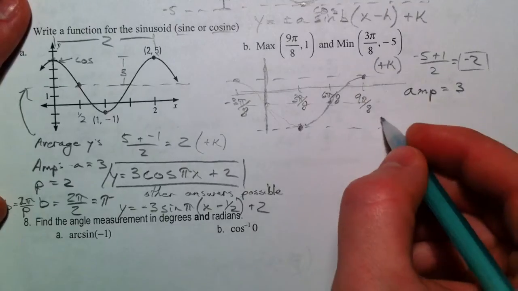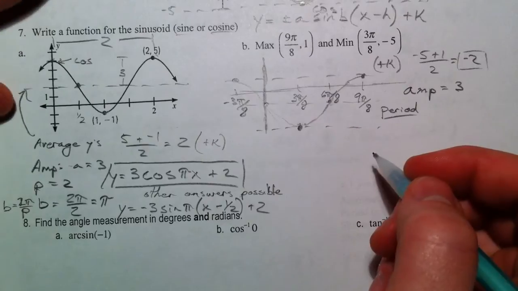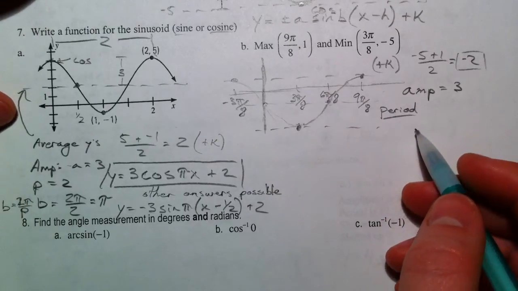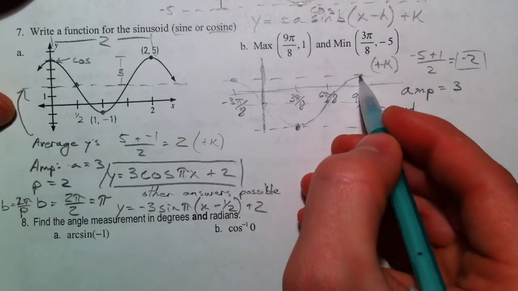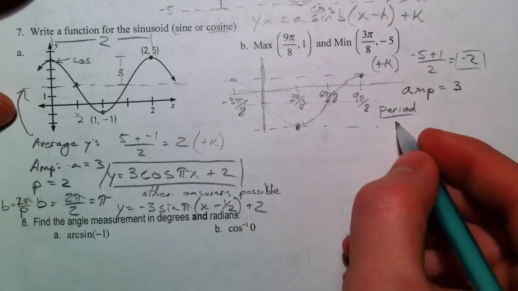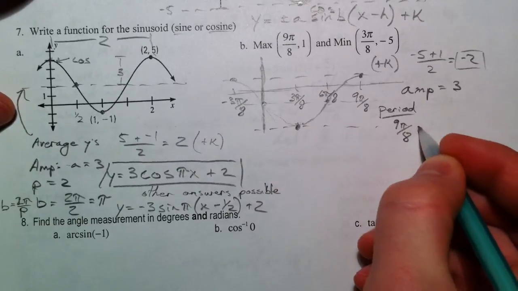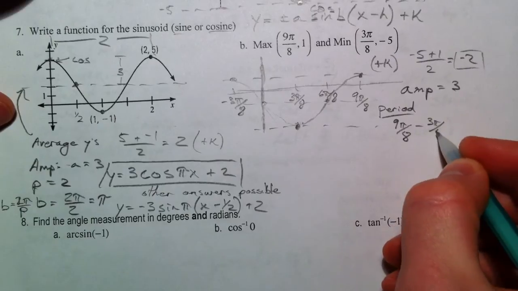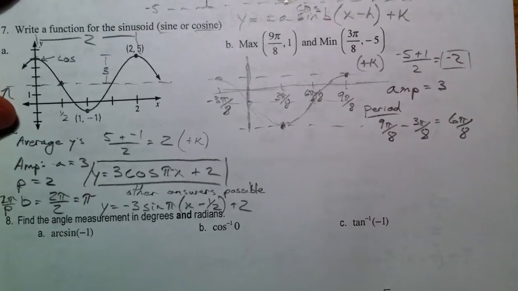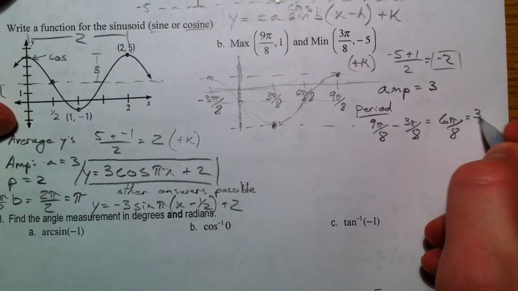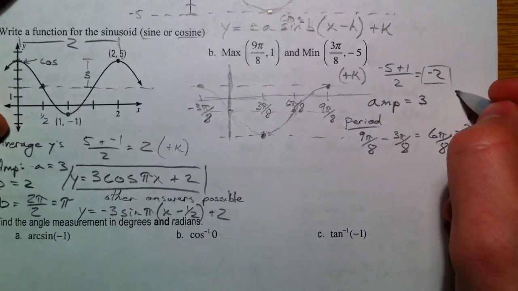The period is going to be the biggest problem. So the period, we went from 3 pi over 8 being the valley to 9 pi over 8 being the peak, and that's a difference. 9 pi over 8 minus 3 pi over 8 is 6 pi over 8, which is 3 pi over 4. That's a half period.